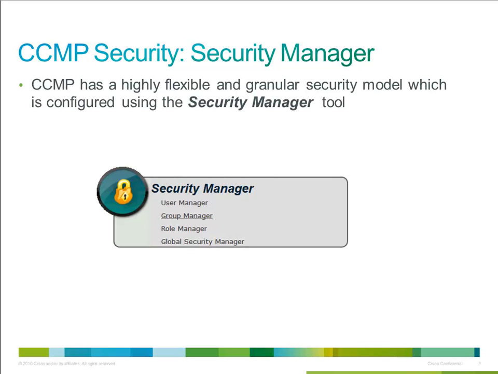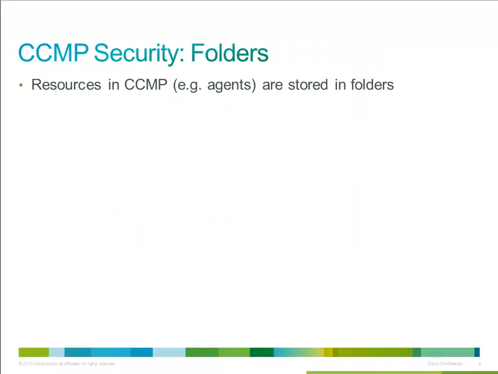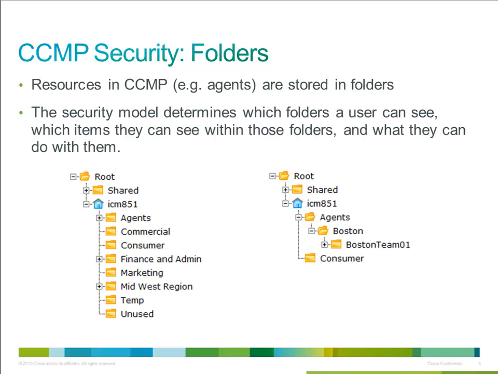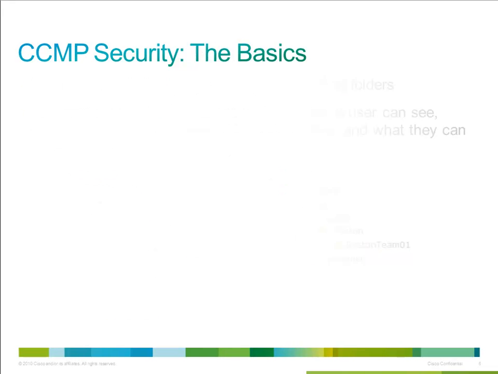CCMP has a highly flexible and granular security model which is managed using the Security Manager tool. CCMP security can be configured to allow a user to access only those functions and resources which are necessary for them to do their job. In CCMP, resources such as agents and skill groups are stored in folders. CCMP's built-in security model determines which of those folders a user can see and what operations they can perform on the resources stored within them.